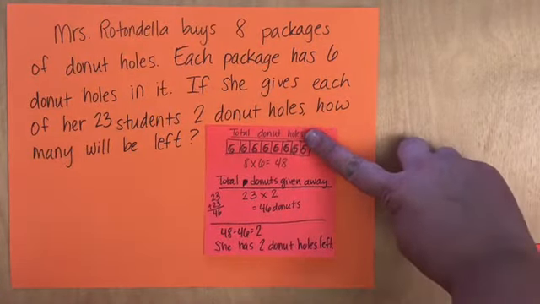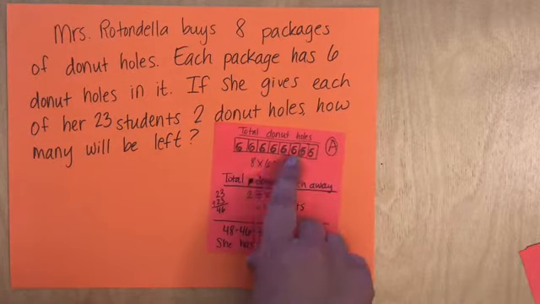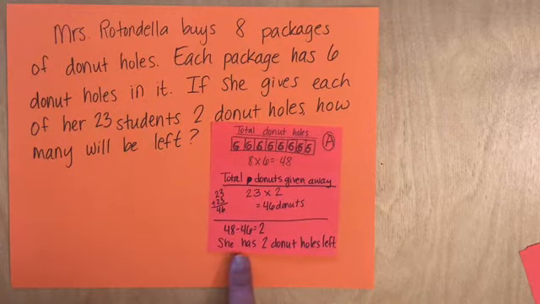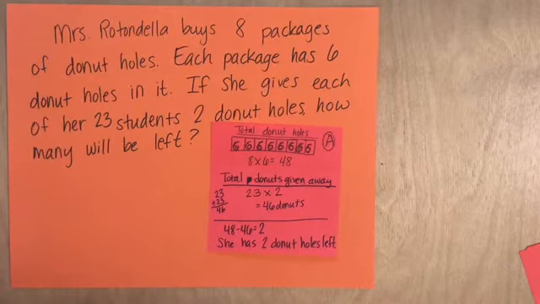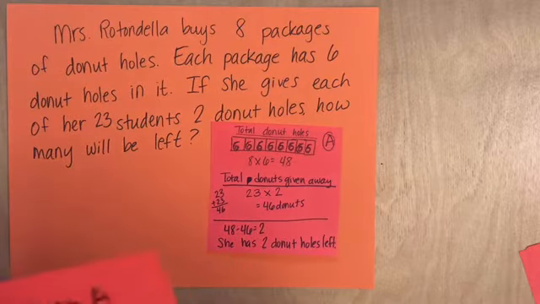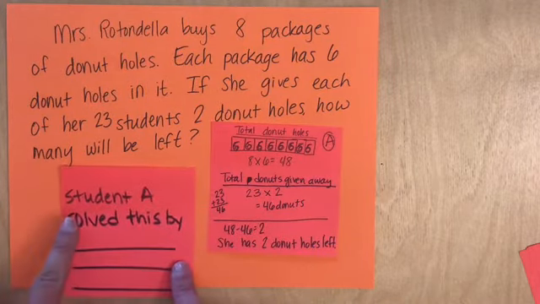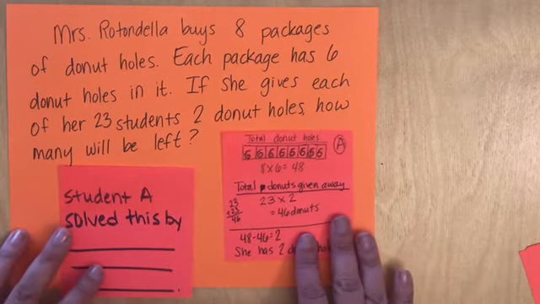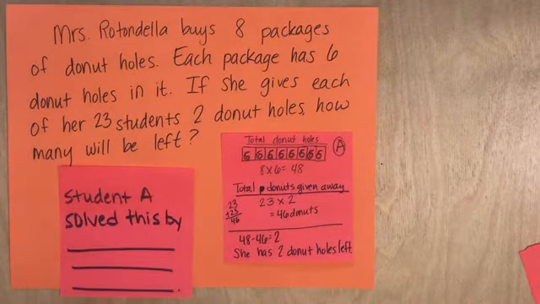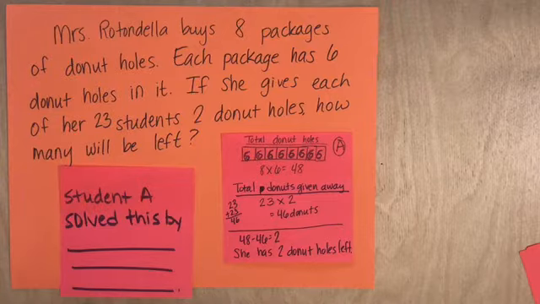So they had total donut holes, and then it looks like they've got a tape diagram. And then it says total donuts given away. And then they have their answer if she has 2 donut holes left. So on your notes, I'd like you guys to draw a line underneath where you put your own answer. And then I'd like you to start a sentence by saying, student A solved this by. So I'd like you guys to look at this and say, how did student A solve this problem? Okay, if you don't have enough time, if you didn't write it all down, make sure to press pause.